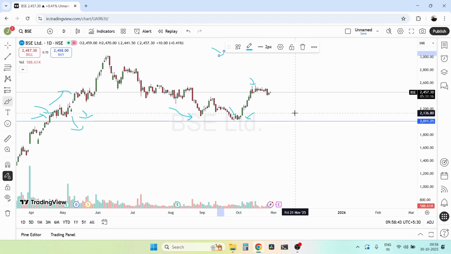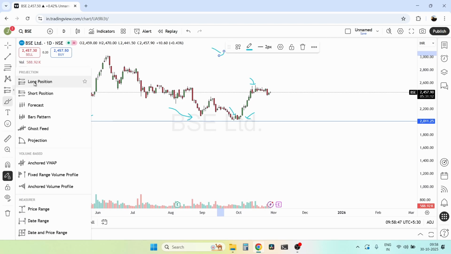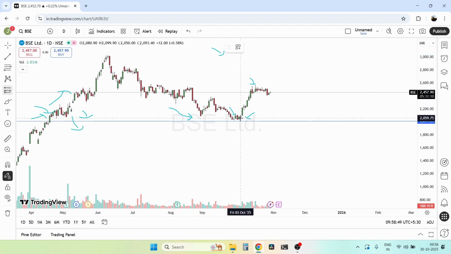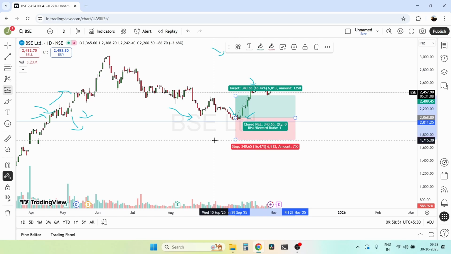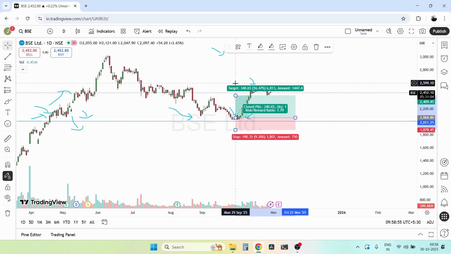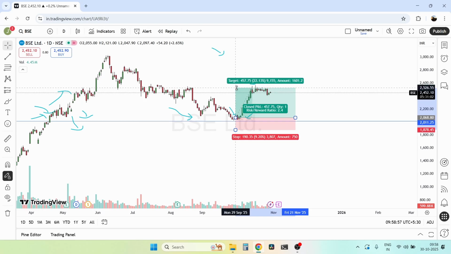Okay, and there is also another factor which I would like to talk about. You need to know about the risk to reward ratio. Okay, so in my case, I kept the stop loss here, and the ideal exit could be at this region. So if you see the risk reward ratio here, it is 2.4, which is 1 is to 2.4. So whenever you see a setup having a risk reward ratio of more than 1 is to 2, I would recommend you to take such kind of setups.